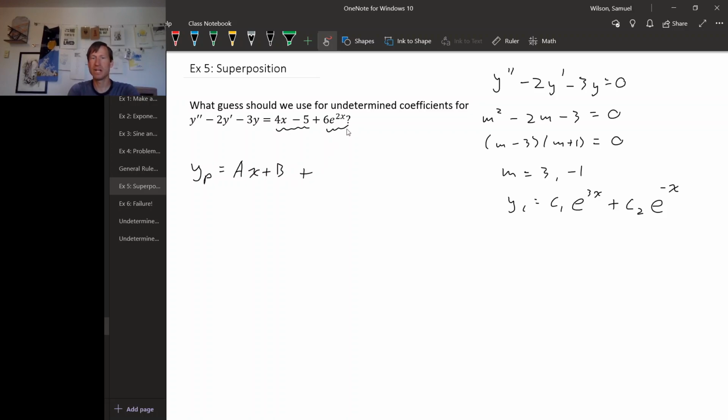Okay, and our exponential is e to the 2x, so we should guess something times e to the 2x. So that's c times e to the 2x. And notice that neither of these overlap with the complementary solution, so we don't have to multiply them by an extra copy of x. And since these two inhomogeneous pieces are added, we should just guess the sum like this. This will work, so I won't actually go through the calculation to find the unknown coefficients, but this guess will work.